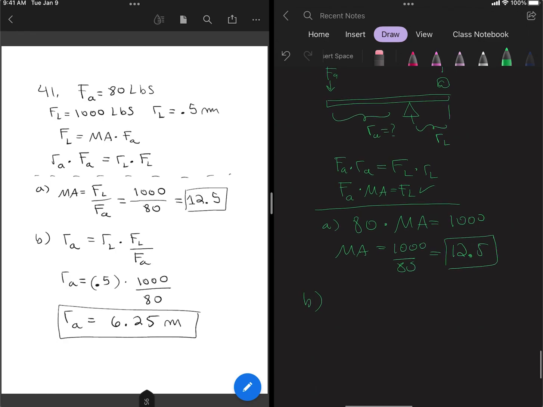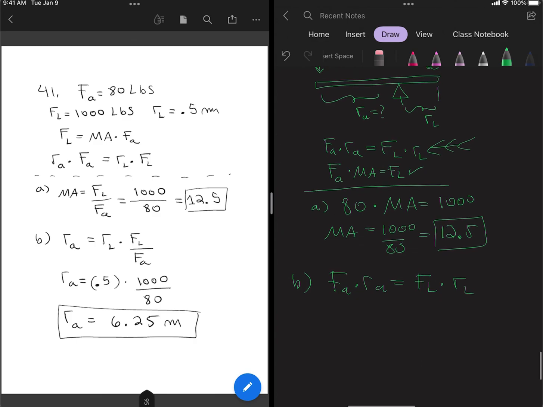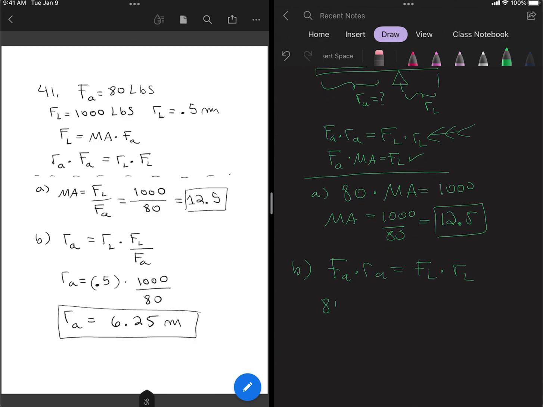And for part B, we want to get the applied distance, so we'll use this formula here. So let me just write down the formula again. Applied force multiplied by applied distance is equal to load force multiplied by load distance. And let's just plug in. Applied force is 80. Applied distance, that's what we want. Load force is 1,000. And load distance is 0.5.